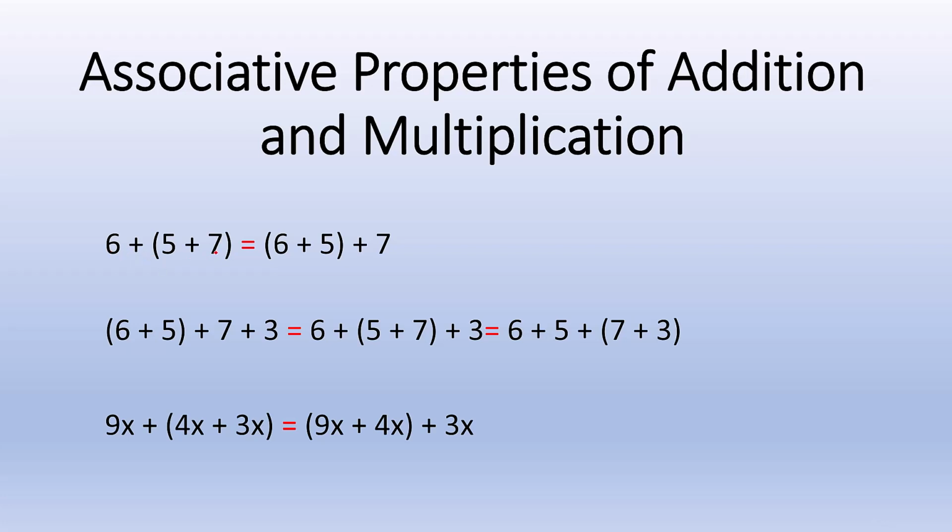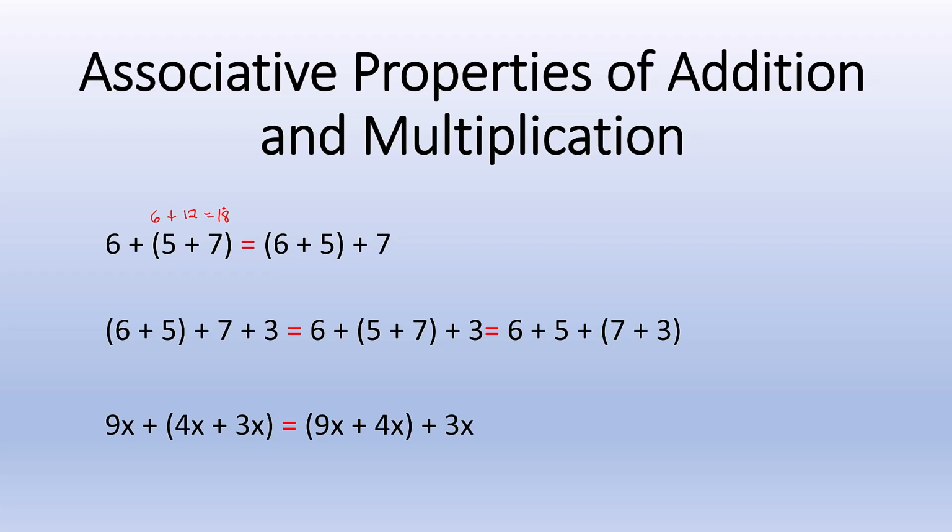6 plus 5 plus 7, 6 plus 5 plus 7. So in the first, on the left, since I have the parentheses here, it tells me that I'm going to do 5 plus 7 first, because I'm going to do what's in the parentheses first. So on the left side, I'm going to do 5 plus 7 first. 5 plus 7 is 12. 12 plus 6 is going to give me 18.